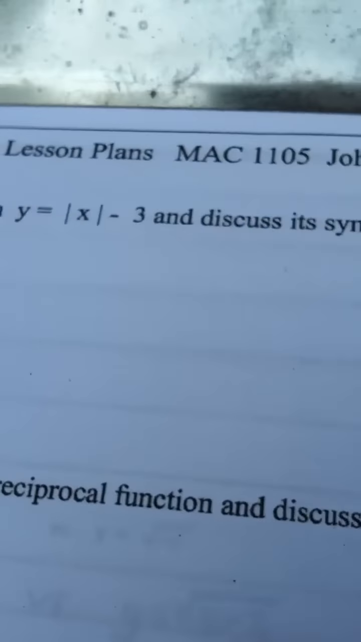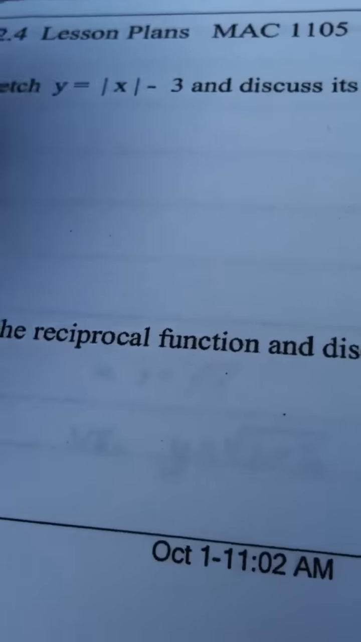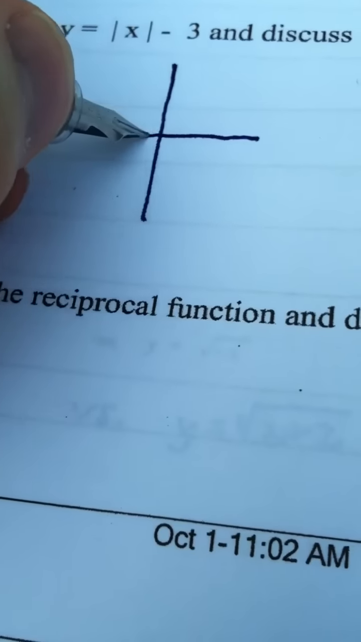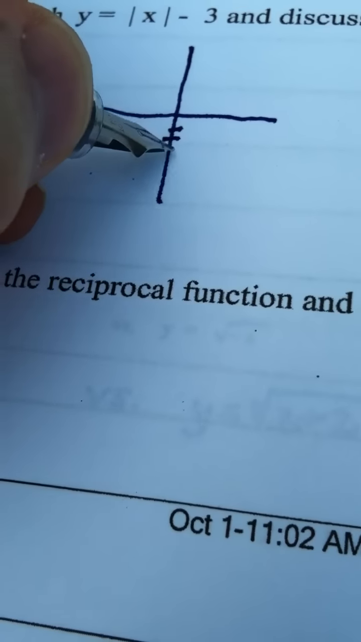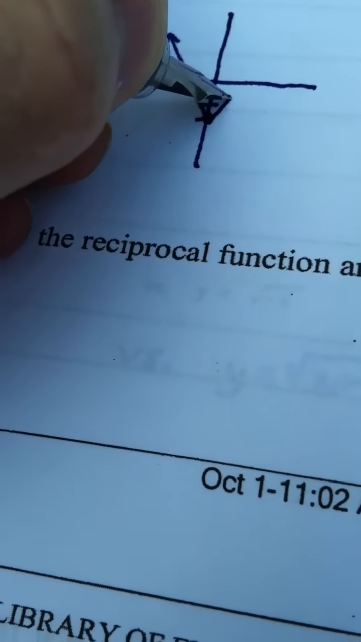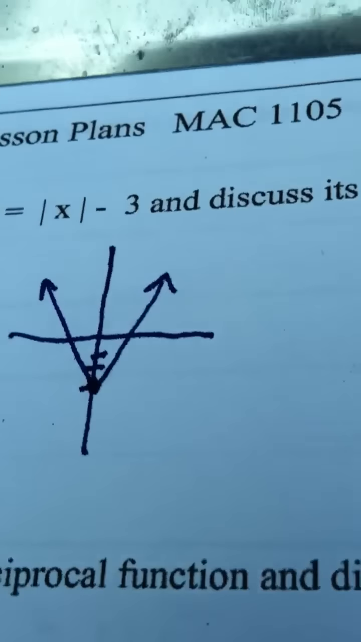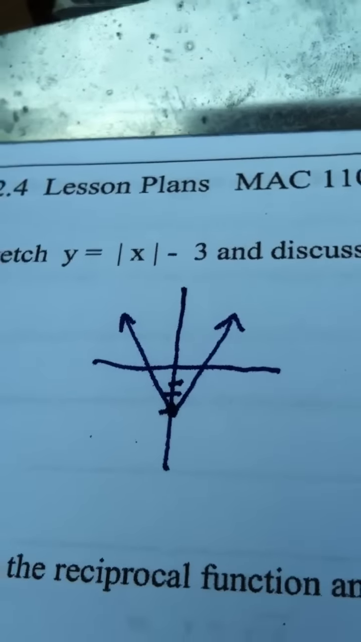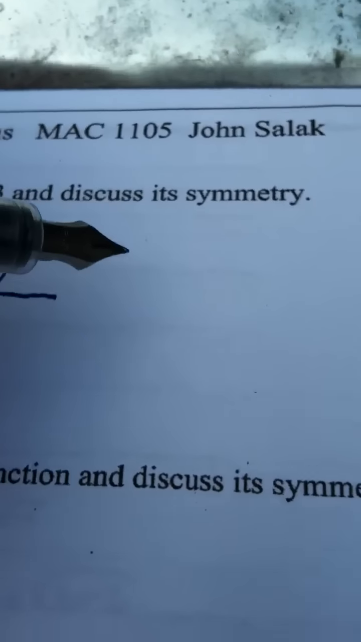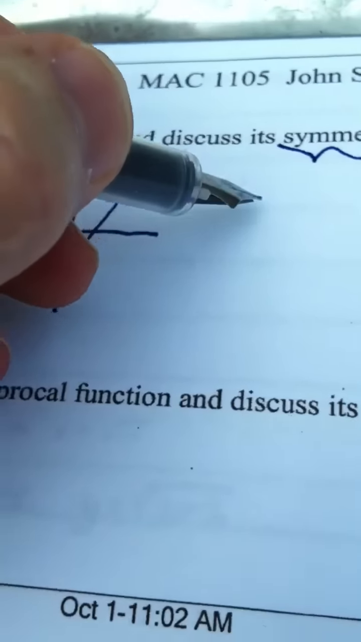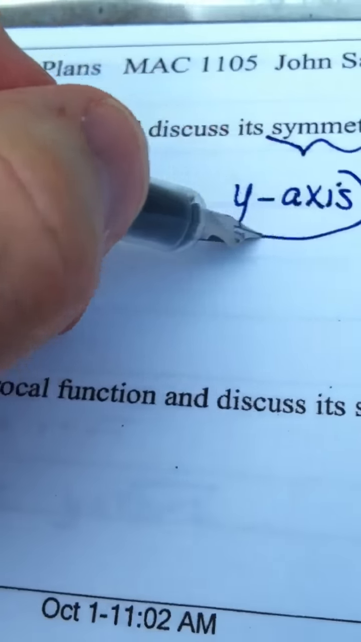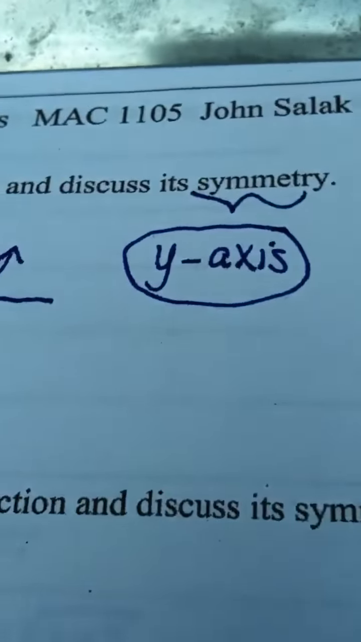Okay, but basically here I'm not interested in max and min. So I take the graph. 0, -3 was the low point. Looks like a V. But what I was asked to do in this problem was to discuss its symmetry. Okay? And basically the correct answer here, this graph would be symmetric with respect to the y-axis.